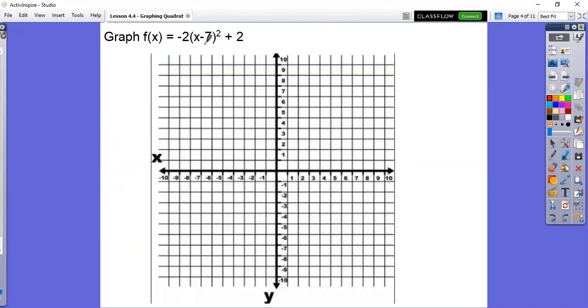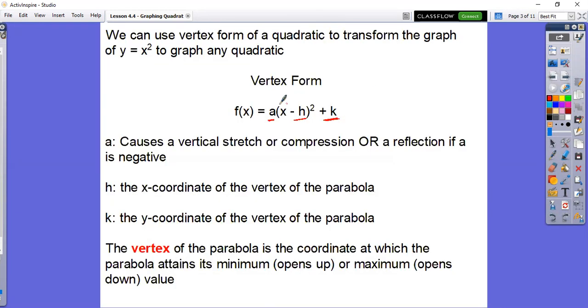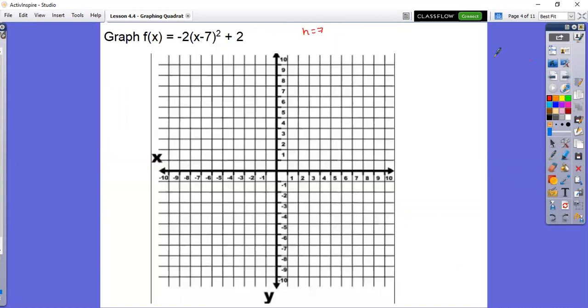So right here, if I look at this in vertex form, then I know that h equals 7, because you notice in vertex form, this says x minus h. So right here, I have x minus 7, so h equals 7. k would be equal to 2, which means that my vertex is at this point 7, 2 right here.